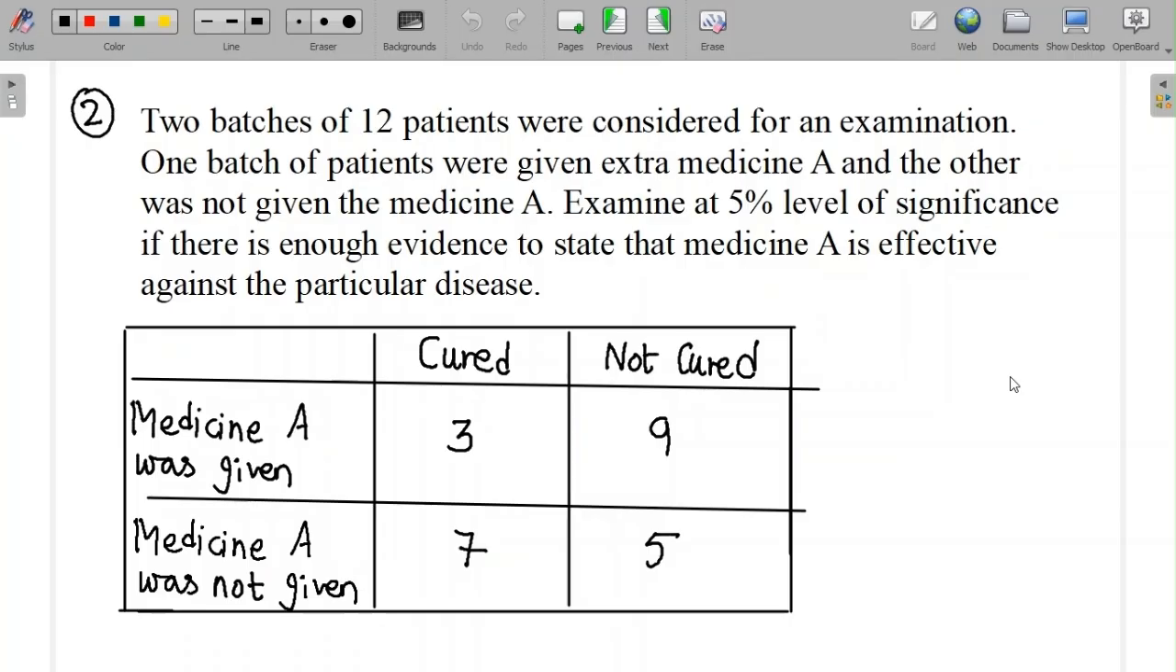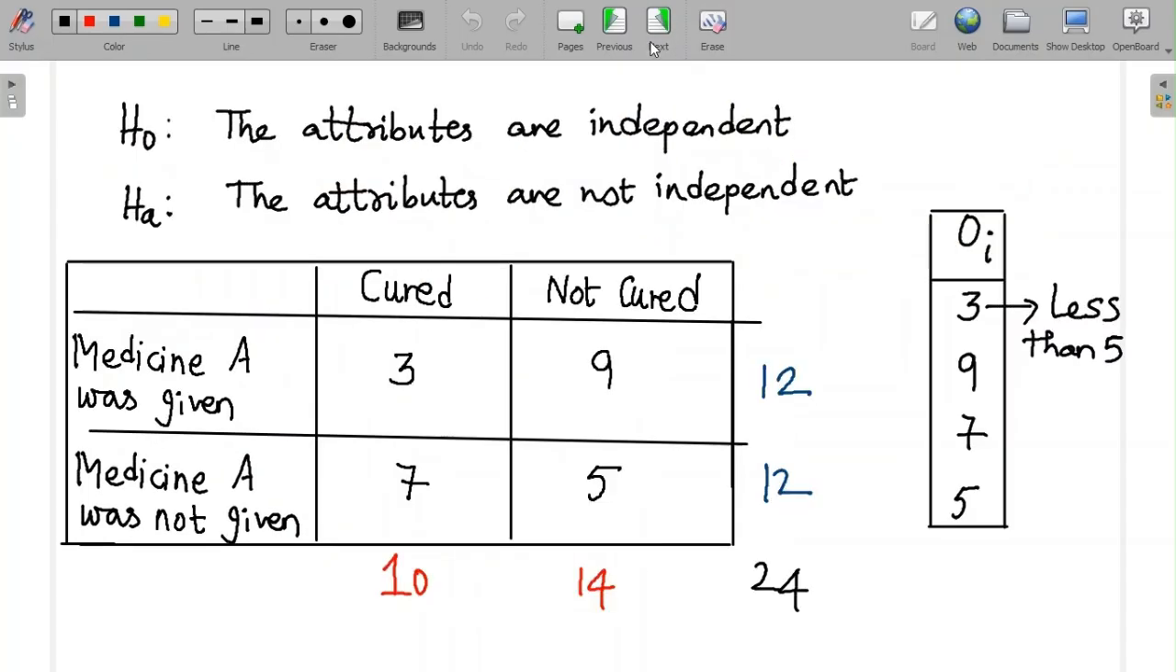So once again, we are testing two attributes here, the attribute of getting cured and the attribute of medicine A being given. To do this, we'll frame the null and alternate hypothesis, which state that the attributes are independent and the attributes are not independent. We observe that there are four observed frequencies. We note them down here, 3, 9, 7, and 5. And we see that one of them is less than 5, which means we'll have to apply the correction here.